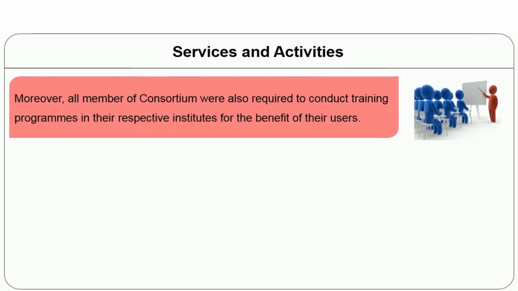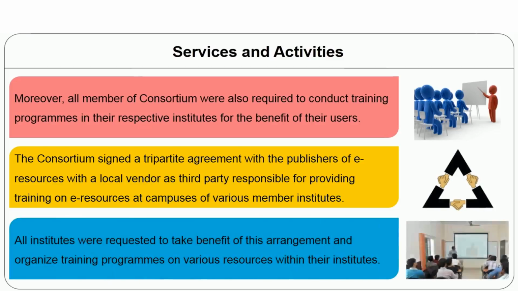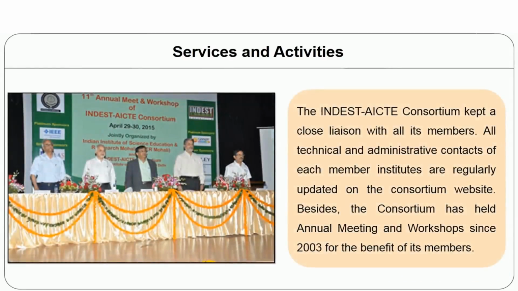All the members of the consortium were also required to conduct training programs in their respective institutions for the benefit of their users. The consortium signed a tripartite agreement with the publisher of e-resources with a local vendor as third party responsible for providing training on e-resources at campuses of various member institutions. All institutions were requested to take benefit of this arrangement and organize training programs on various resources within their institutions. The INDEST-AICTE Consortium kept a close liaison with all its members.